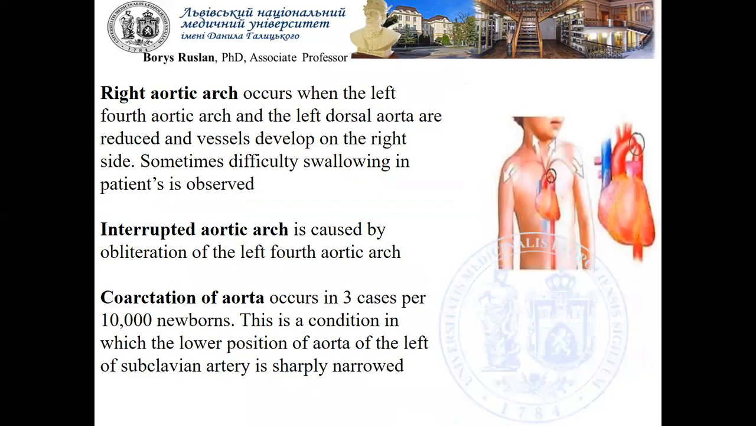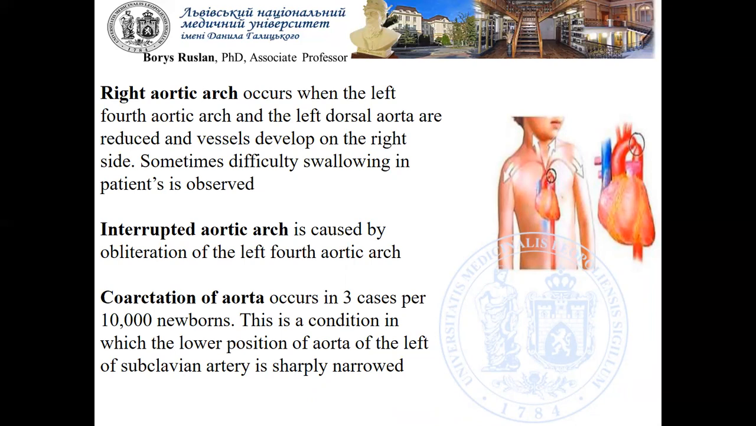Next, here you can see pathology. A right aortic arch occurs when the left fourth aortic arch and the left dorsal aorta are reduced and vessels develop on the right side. Difficulty swallowing is observed in these patients.